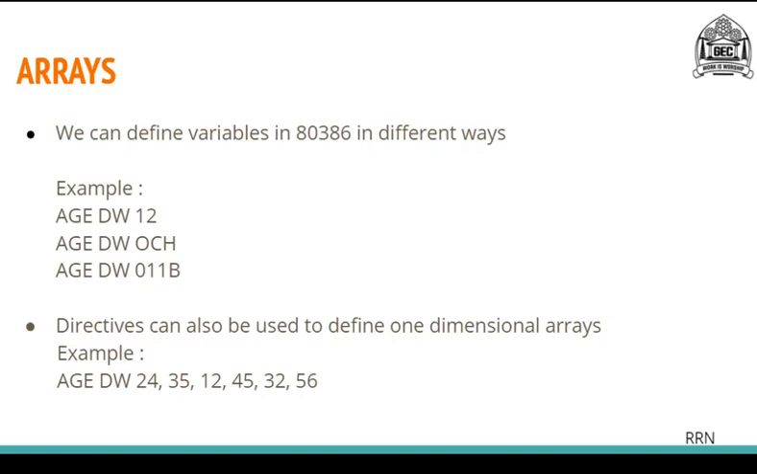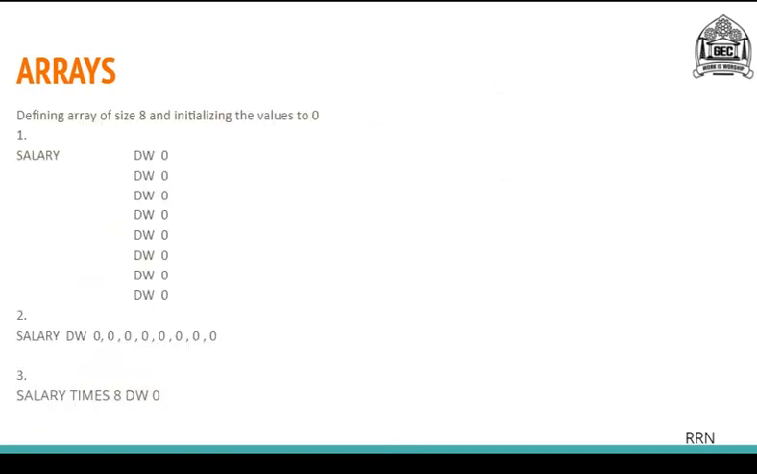So students, this is one way in which you can declare or define an array. Let's see another way in which you can define the same. Consider this example. In the first situation, we have defined an array named salary, and we have defined 8 items in that array, and each item is initialized to 0. So this is one way in which you can define the same array.